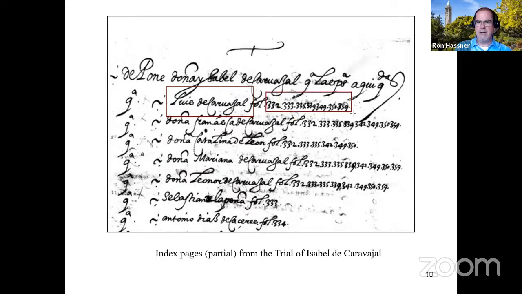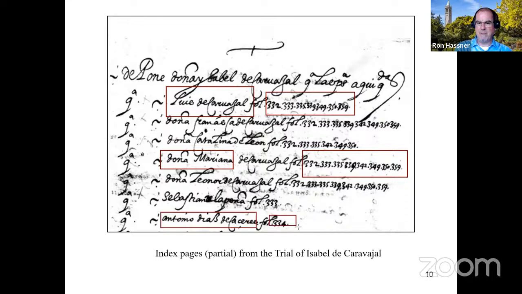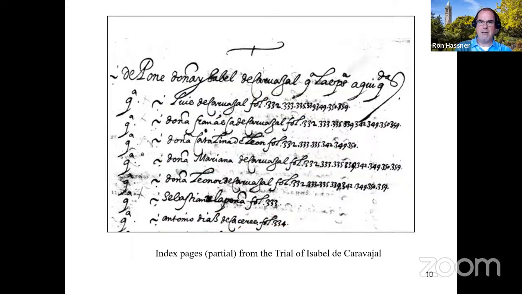Well, you can find information about him on page 332, 333, 335, 339, 349, 350, and 359. And if you want to read about Dona Mariana, who is Luis's sister, you can read about her on these pages. And if you want to read about Antonio Diaz de Caceres, you can read about him on this page. These indexes themselves run for many, many pages at the beginning of the document. They make it very easy to see who's involved and who's connected in these trials.